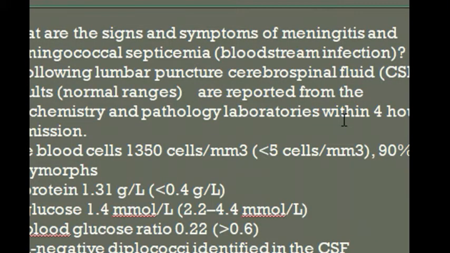First question: what are the signs and symptoms of meningitis and meningococcal septicemia, a bloodstream infection? The clinical signs of meningitis include the classical triad of fever, stiff neck, and impaired consciousness, found together in around 44% of the cases, while 90% of the patients with community acquired bacterial meningitis present with at least two of these four symptoms.